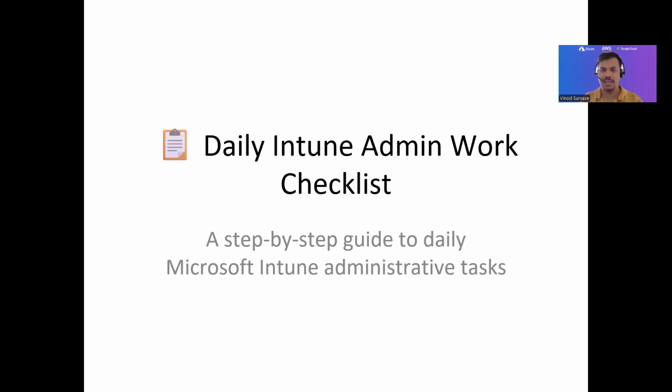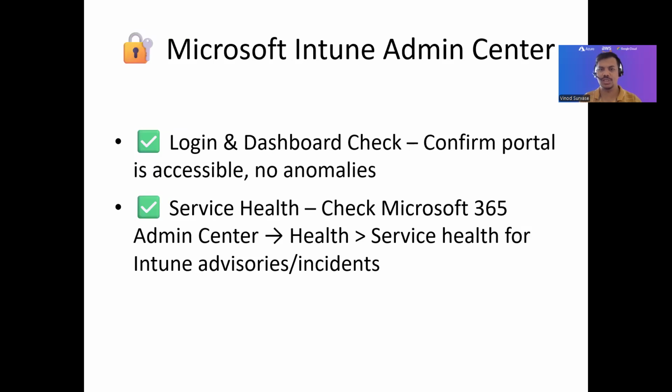All right. So you can see this screen, and here you can see the daily Intune admin work checklist with the administrative tasks, right? So what is the first one? The first one is just to get into the admin portal, log into the dashboard, and check if the portal is accessible. Are there any issues? Are there any problems? And you might say, okay, we do this every day and this is common, right? But still, you've got to do that. Without doing that, you won't be able to see what is happening, what is needed, what is not, right?